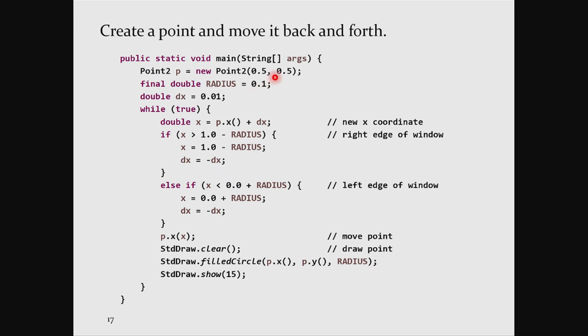So I guess I can draw this on the blackboard. There's your x-axis, there's your y-axis. The point is currently here at 0.5 and 0.5, and I'm going to draw it as a round circle of radius, what do I call it, big R? Right, and the radius is 0.1.